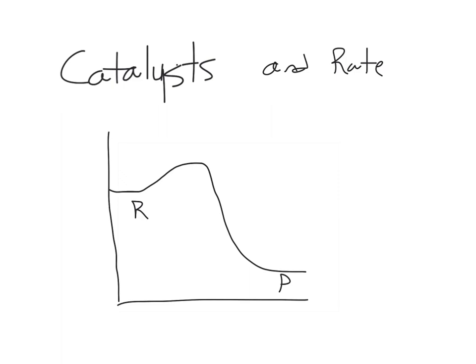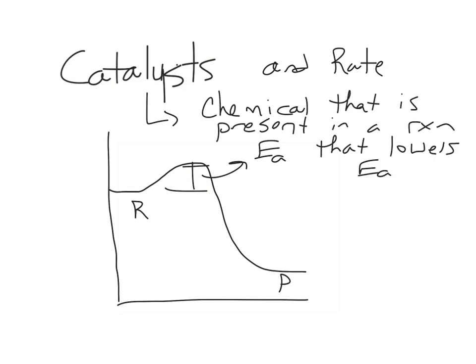Now this reaction has an activation energy right here that's measurable. It's not very much, but it's noticeable. Now, a catalyst is a substance that's added to a reaction. It's present in the reaction and lowers the activation energy, resulting in a faster reaction. And when it lowers that activation energy, essentially what it's doing is causing this reaction to go faster, because it's easier to achieve activation energy.